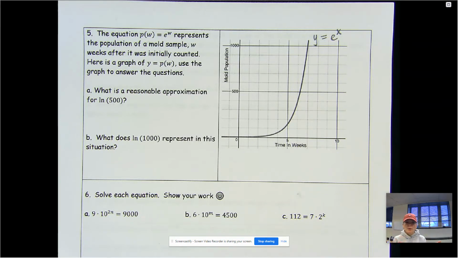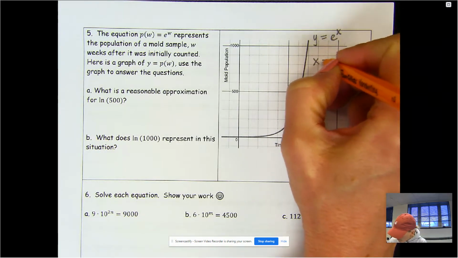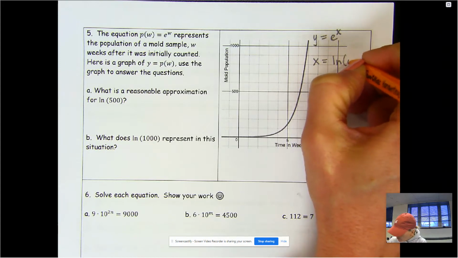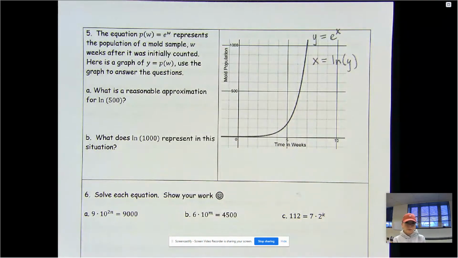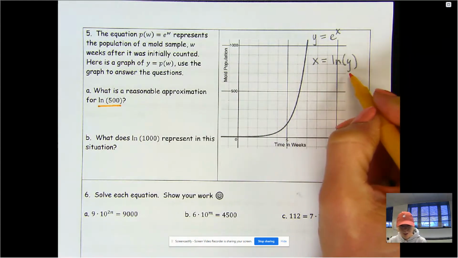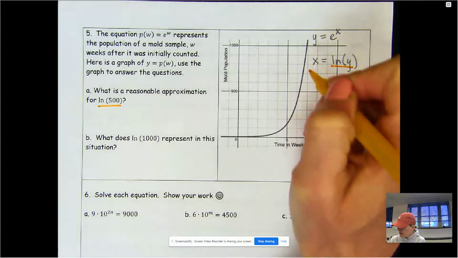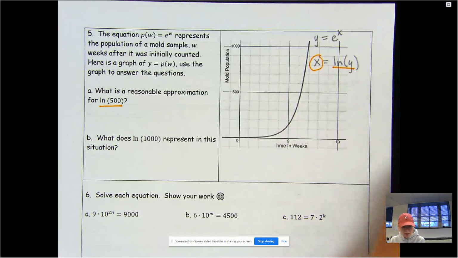And so if we were to think about this in log form, when our base is e, we can use natural log. And so if y equals e to the x, then x is equal to the natural log of y. Okay, so if we want to know a reasonable approximation for the natural log of 500, and we could also write this as the natural log of y, then I'm going to find the 500 on the y-axis, and the approximation is going to be the x value.